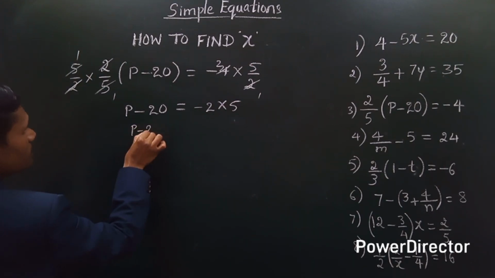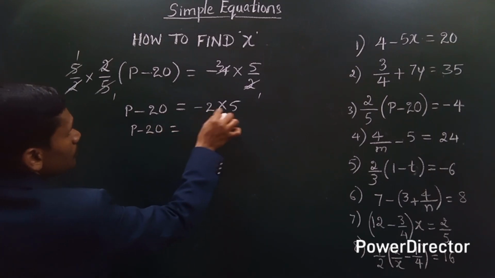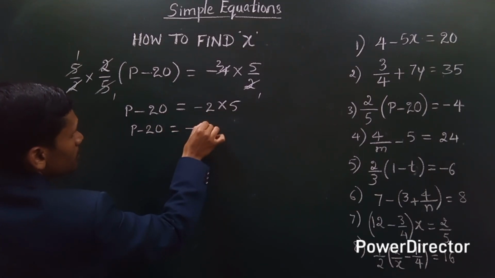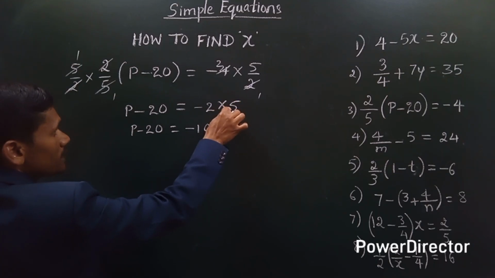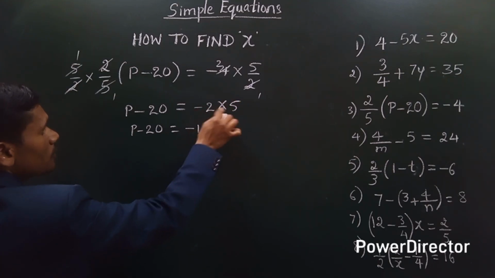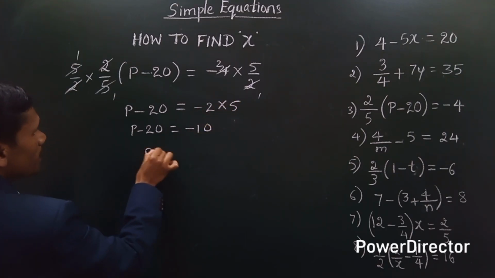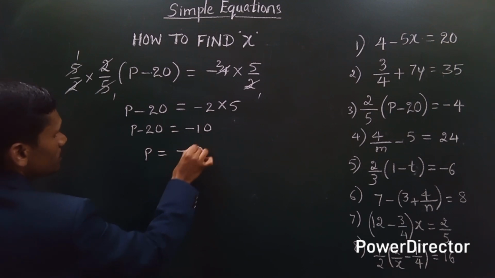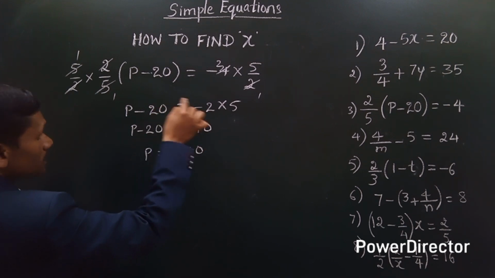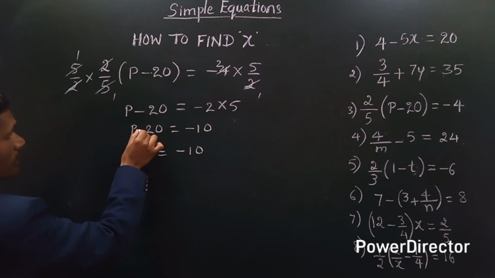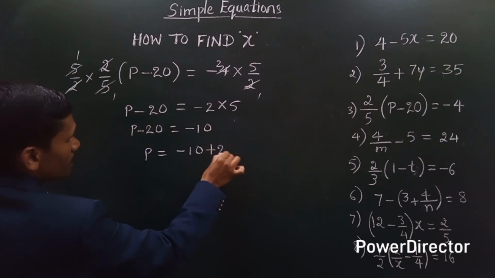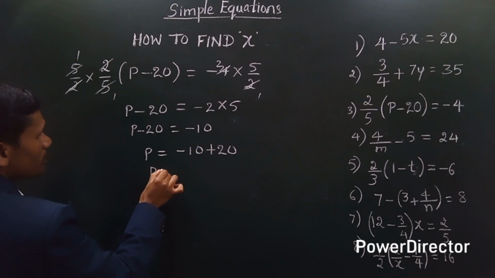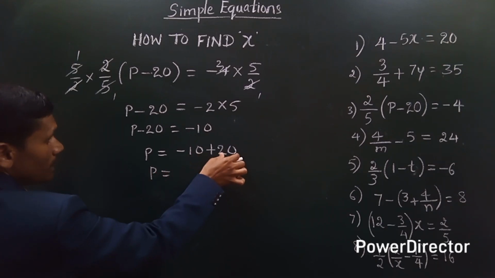5 I am writing as it is. Here P minus 20 is equal to 2 fives, how much? Minus 10, because minus into plus, with no sign means it is plus. Plus into minus, minus, 2 fives 10. So what we can do? P is equal to minus 10. If you take it to the other side now, because it is carrying a negative sign, this becomes a positive sign, that side. That becomes 20. So this will be P is equal to 20 minus 10.